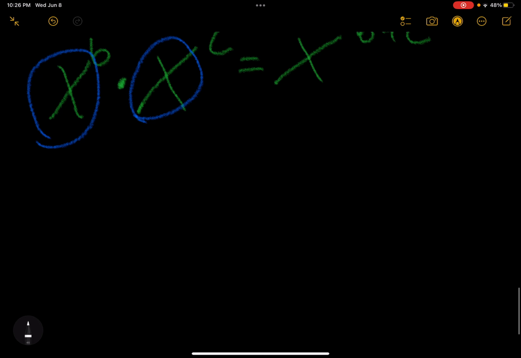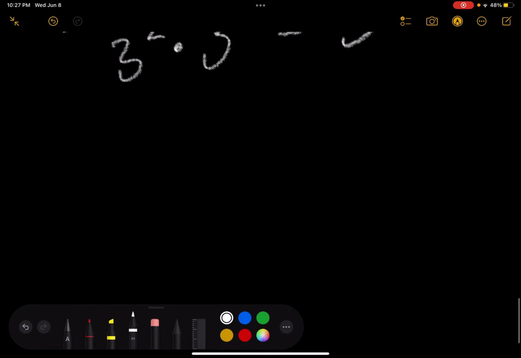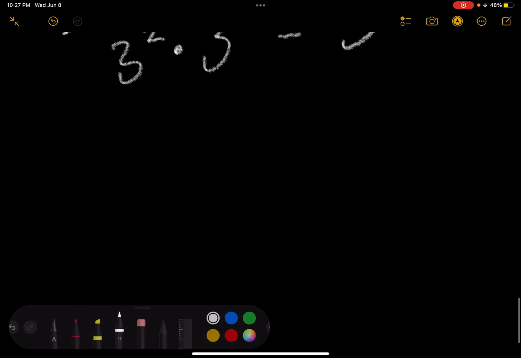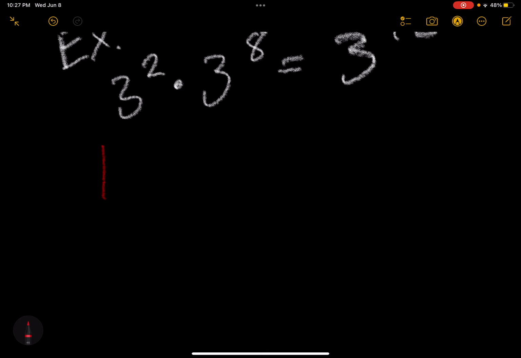Right, so an example, we have 3 to the second times 3 to the 8th. This equals 3 to the 10th, because that is just 8 plus 2. Next, whenever we're dividing exponents, if you haven't already figured it out as I explained, you're basically subtracting, right?